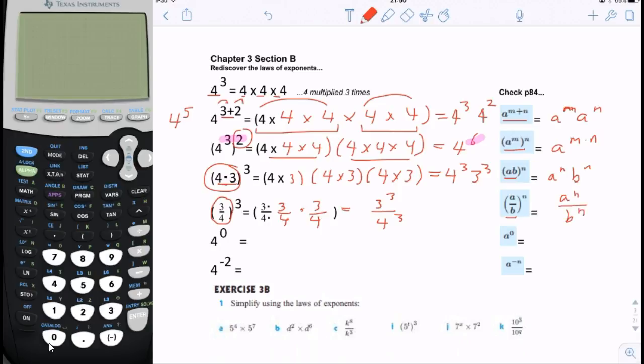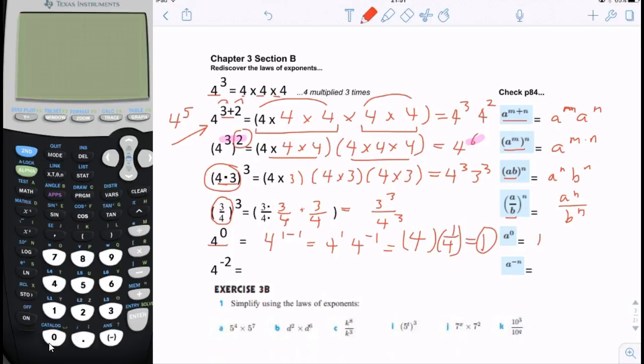4 to the 0, now remember 4 to the 0, we're going to use this rule here. 4 to the 0 is equal to 4 to the 1 minus 1. 4 to the 1 minus 1 is equal to 4 to the 1 times 4 to the minus 1. 4 to the 1 is equal to 4. 4 to the minus 1 is 1/4. So 4 times 1/4 is equal to 1. Okay? So 4 to the 0 is equal to 1. A to the 0 is equal to 1.